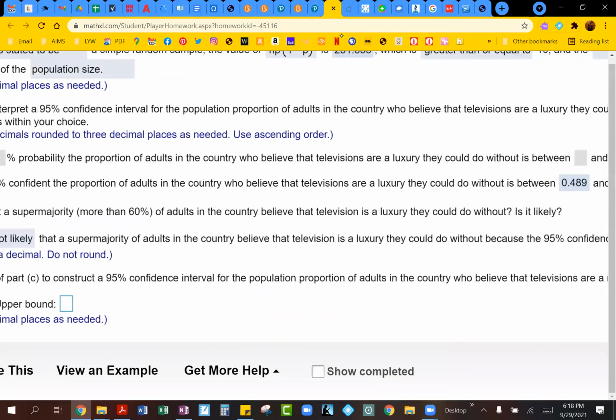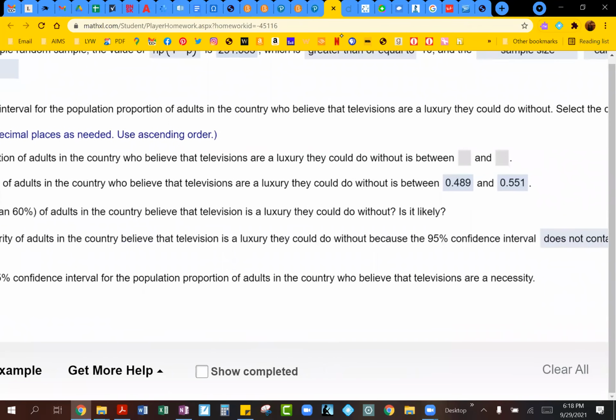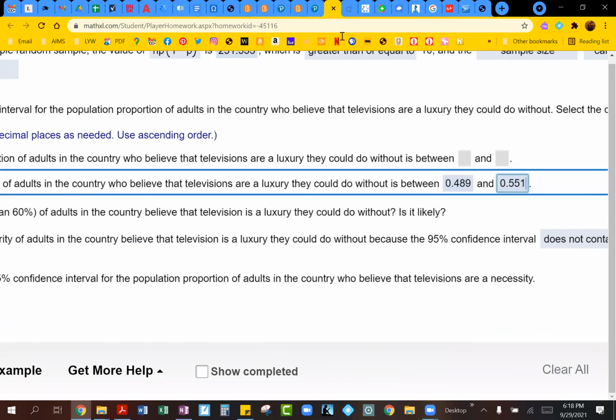over here. And this one actually is very simple to calculate, because if this is the confidence interval for people who believe they can do without TV, then subtract that from 100% and you will get the remaining people who said, no, television is a necessity, I have to have it.